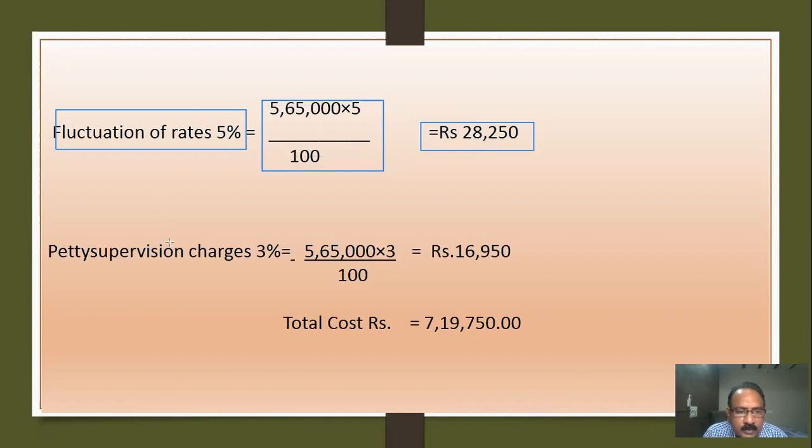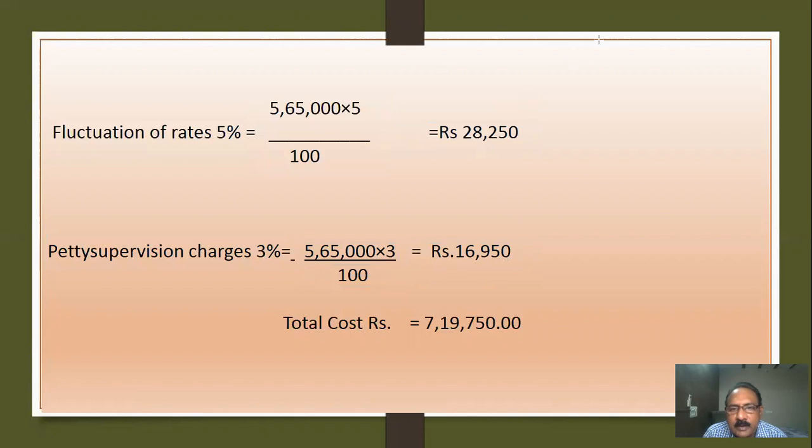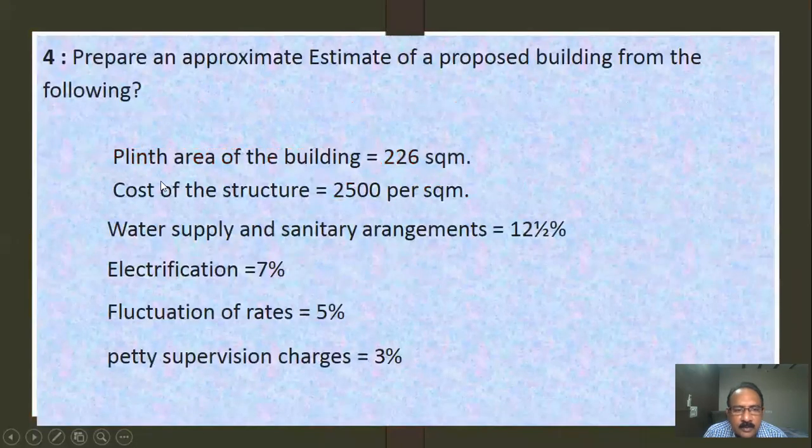And what are the petty supervision charges? 3%. This is petty supervision charges 3%. So the basic structural cost of the building is 5,65,000 and it is multiplied by 3 by 100. Here you will get 16,950 rupees.